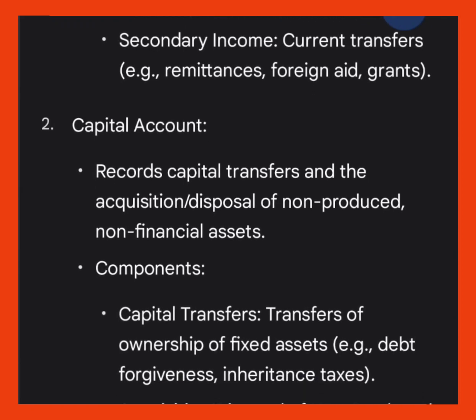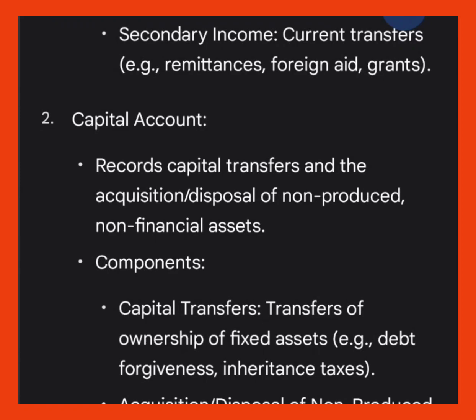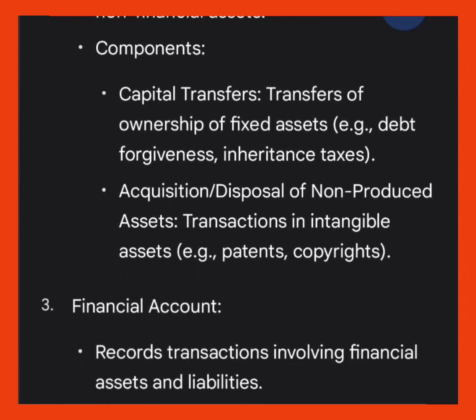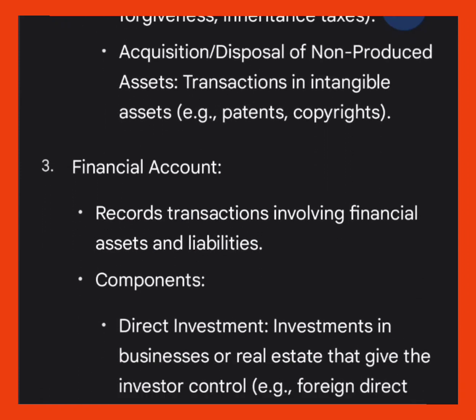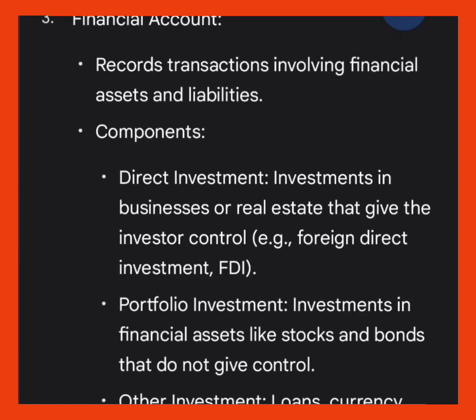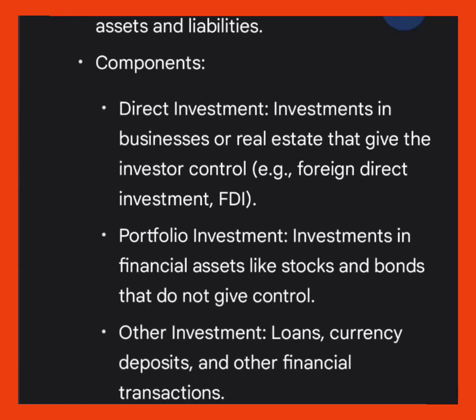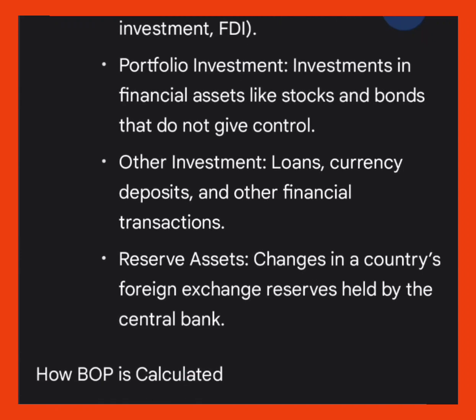3. Financial account records transactions involving financial assets and liabilities. Components. Direct investment. Investments in businesses or real estate that give the investor control, e.g., foreign direct investment, FDI. Portfolio investment. Investments in financial assets like stocks and bonds that do not give control. Other investment. Loans, currency deposits, and other financial transactions. Reserve assets. Changes in a country's foreign exchange reserves held by the central bank.